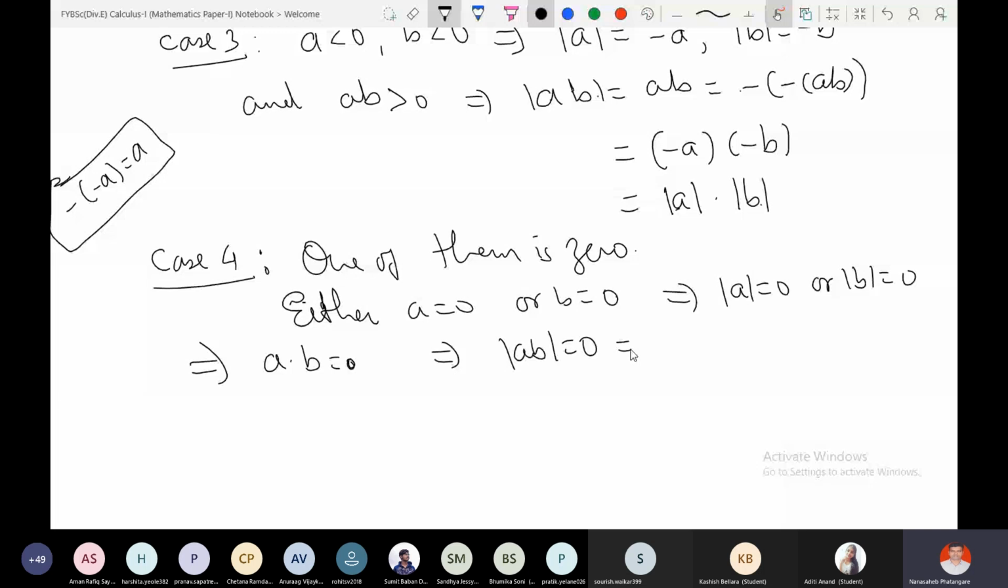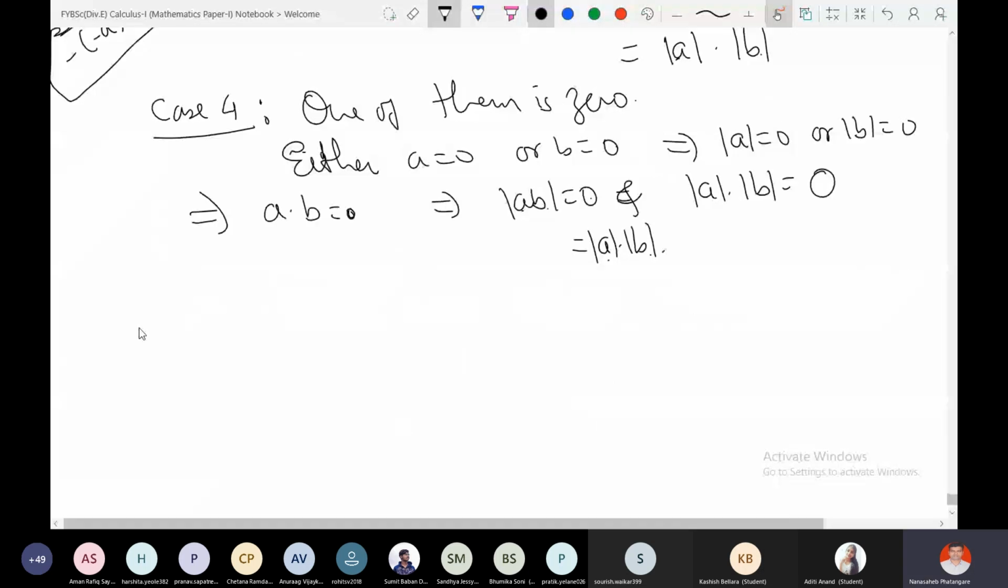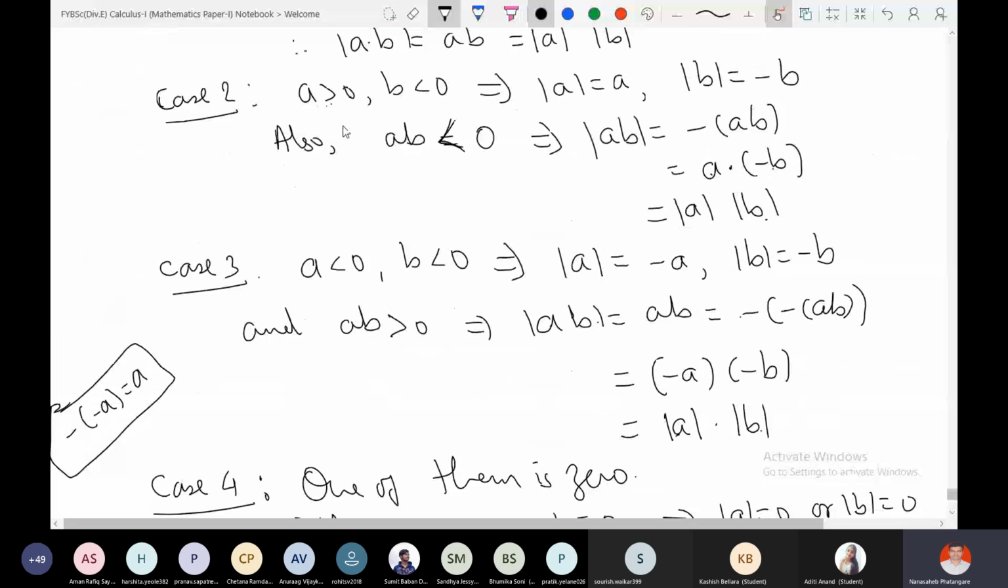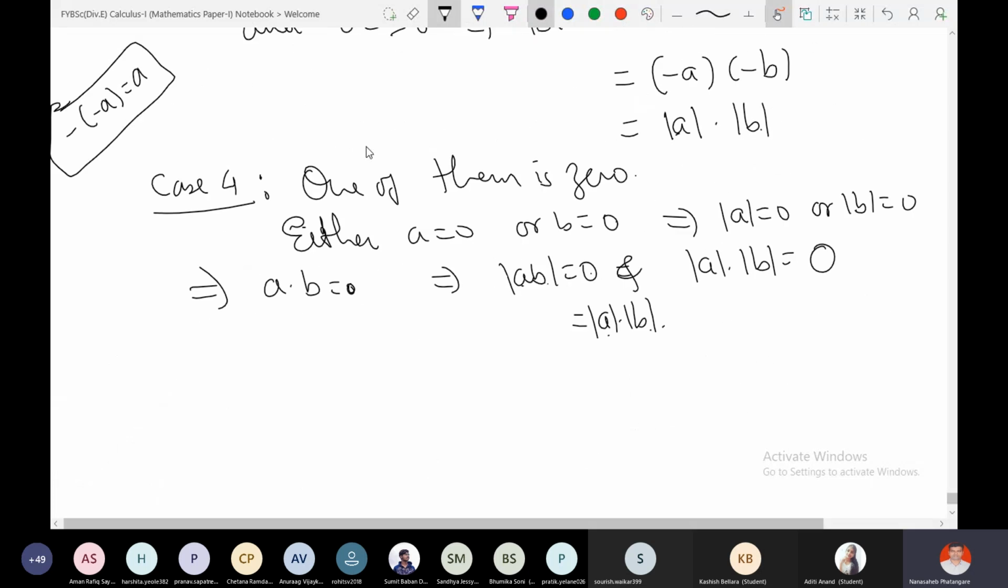And the absolute value of A into the absolute value of B, either this is 0 or this is 0, then this is also 0. So the absolute value of AB is 0, which is the absolute value of A into the absolute value of B. So therefore, in any case, no case is missed out, because you can say A negative, B positive, or B positive, A negative, or A positive, B negative. That is not a distinct case, right? Because we are arbitrarily choosing A and B, not any special A and B. So therefore, it is true.